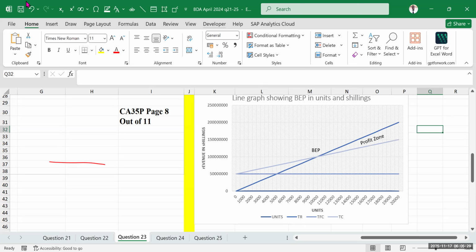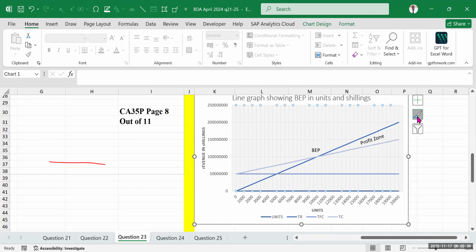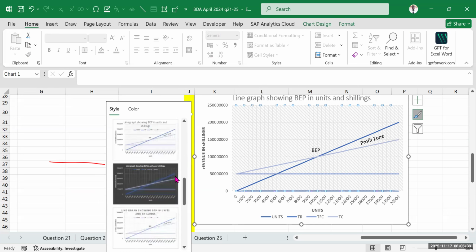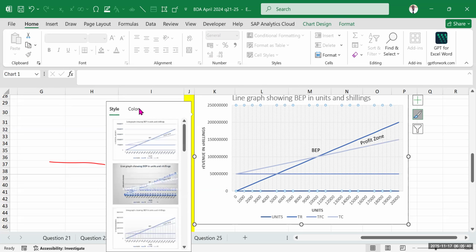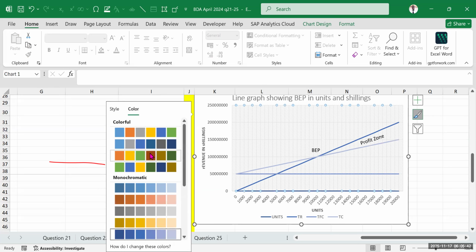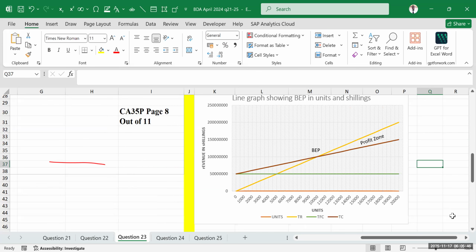So I've marked the profit zone there. The color of my chart is not very interesting to me. I can choose another color. Let me see. Yes, let me choose that one for clear visibility. Then we also show the loss zone. The loss zone is below the break-even point.